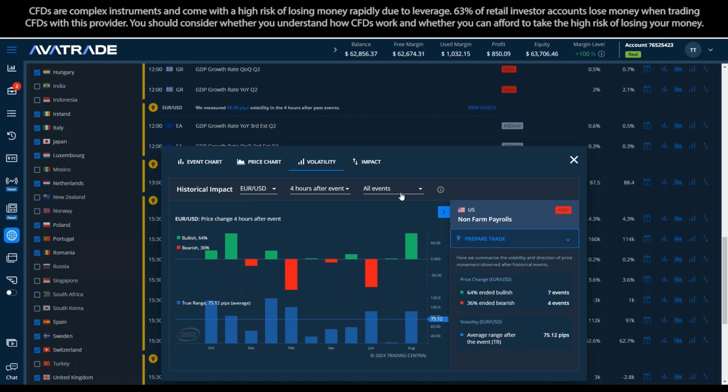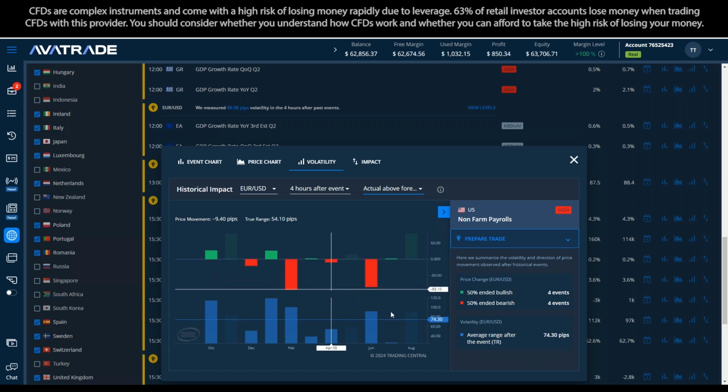So non-farm payroll, if this comes in above forecast, okay, we see 50-50 movement, and that's largely because there's a lot of volatility with this announcement, but you do see percentage-wise the amount of red on the board compared to the amount of green. The USD strengthens if these job numbers are better than expected. Okay, you see a lot more downward red movement, average range movement 74 pips.